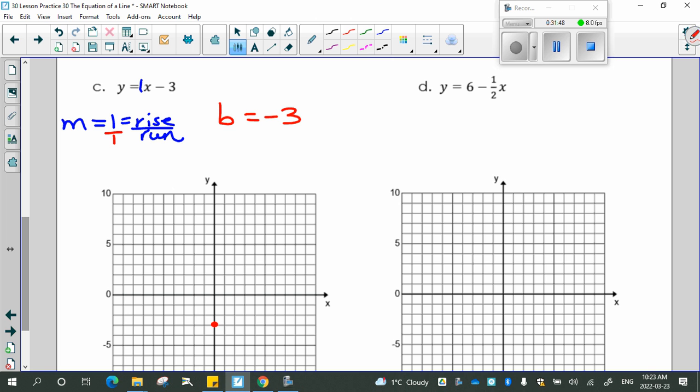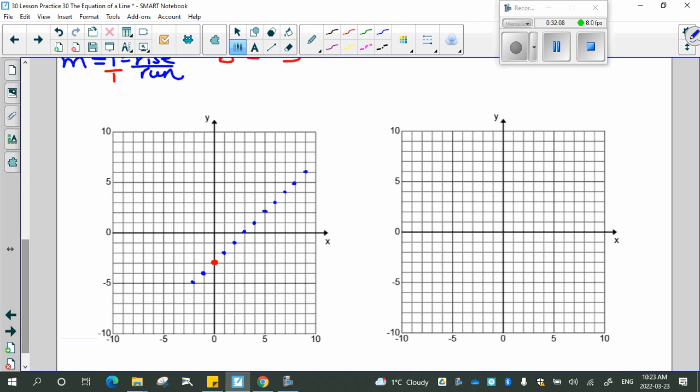So that means up 1 over 1, up 1 over 1, up 1 over 1. Okay? So that's how I get the rest of my points. From my y-intercept, I go up 1 over 1, up 1 over 1, up 1 over 1. And then reverse it, down 1, left 1, until you run out of room. And you join the points with a ruler. Put your arrows on the ends, and then label it y equals x minus 3.